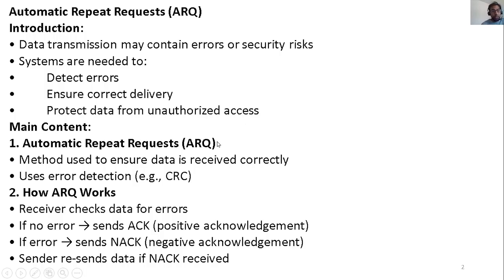Main content. The ARQ method is a method that is used to ensure that data is received correctly. It uses different error detection methods like check digit and CRC, and there are numerous others. How ARQ works: the receiver checks data for errors, and if there are no errors, it sends an acknowledgement. ACK means positive acknowledgement. If there are errors, it sends a negative acknowledgement, NAK, that data is not received correctly. It contains an error. Then the sender resends if there is a NAK message.